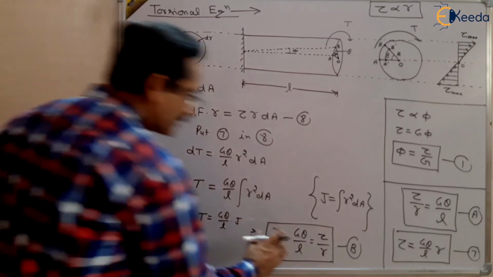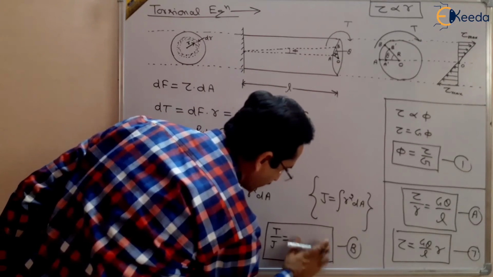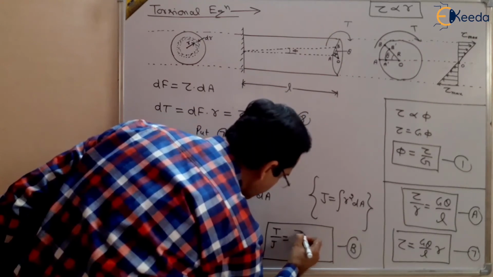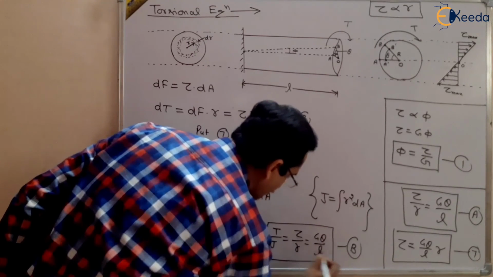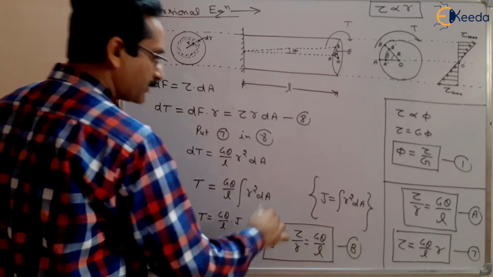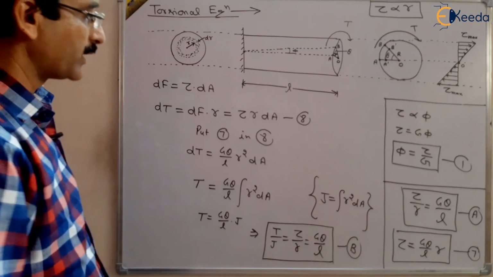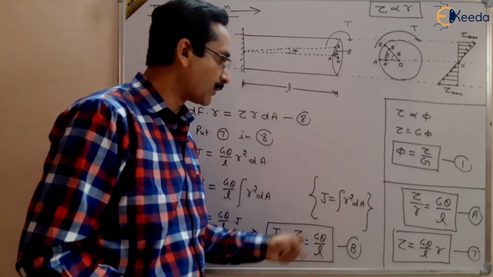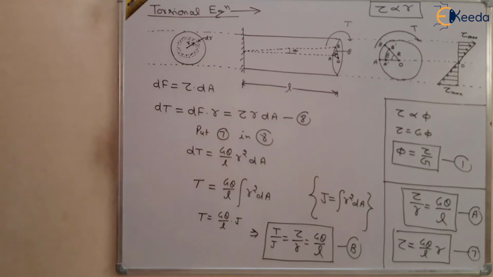Basically, for remembering purposes, we use tau by r first and then G theta upon L, but that doesn't matter. It is better to use it like this so that it is easy to remember, right? T by J, tau by r, G theta upon L. T by J, tau by r, G theta upon L. This is how this equation is remembered, right? So this is the way of deriving the torsional equation.